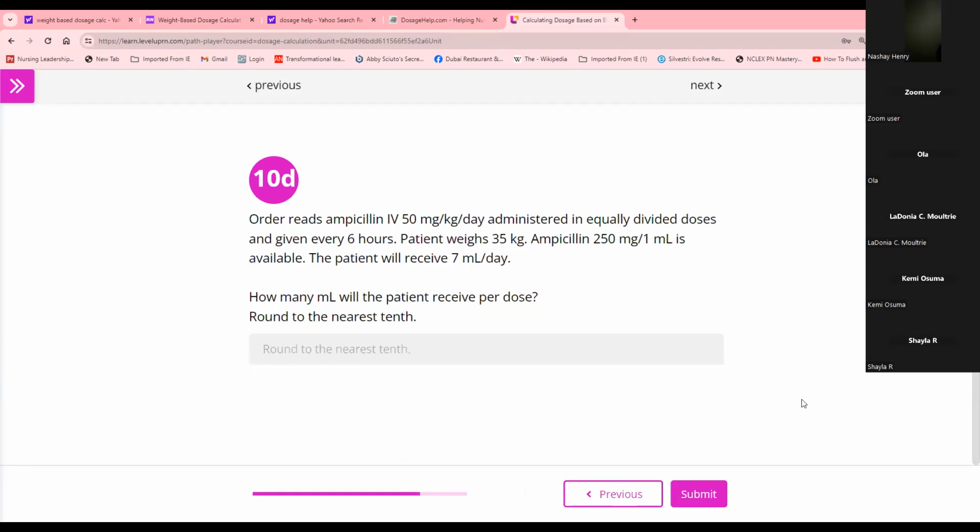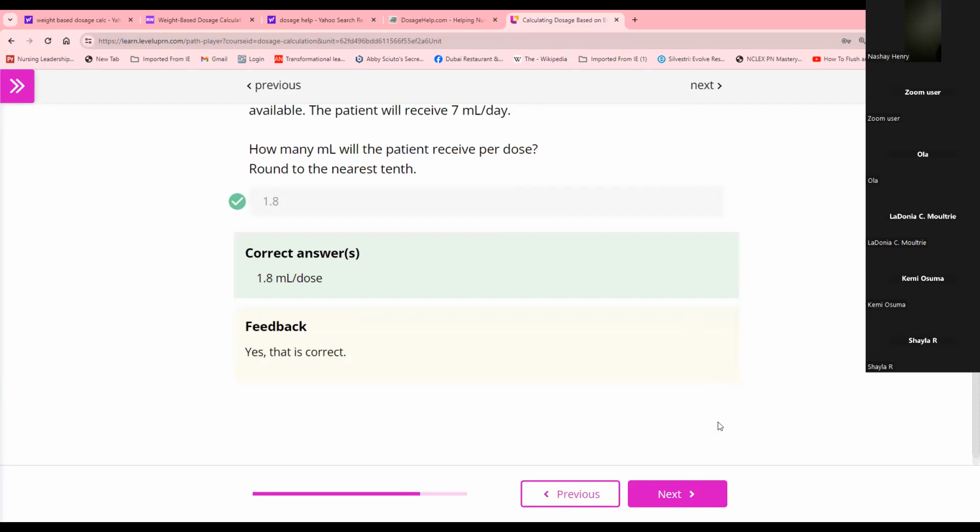Okay, now you're doing mLs per dose. 1.7. 0.8. 1.8, yeah. Good job.